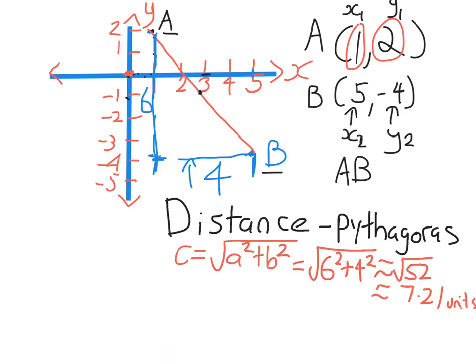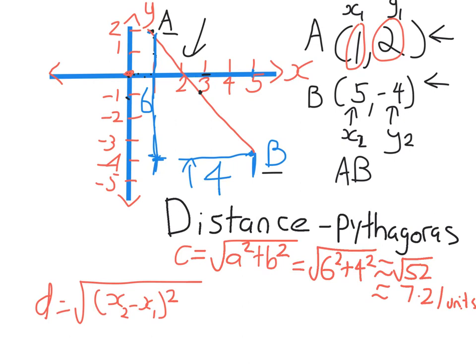Now sometimes though, you'll have to find the length of a line segment where you'll be told the 2 points, but you won't be given a diagram like this. So in that case, we can just use the formula. So the distance formula, I'll call it d for distance, is the square root of (x2 minus x1) all squared plus (y2 minus y1) all squared. Okay, so the reason for this formula, this is how far we've gone across. It's that length there.